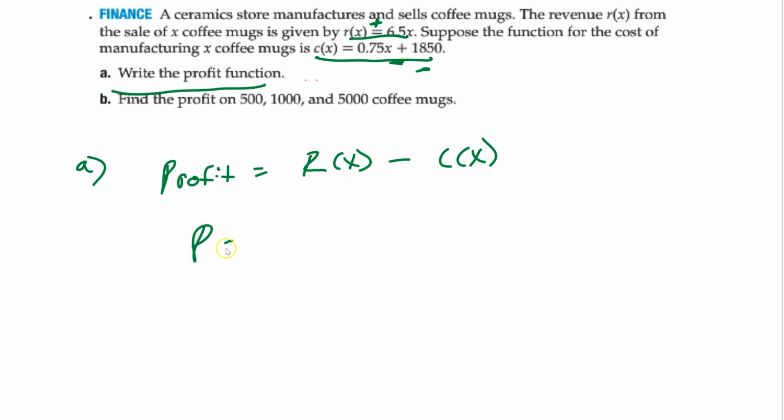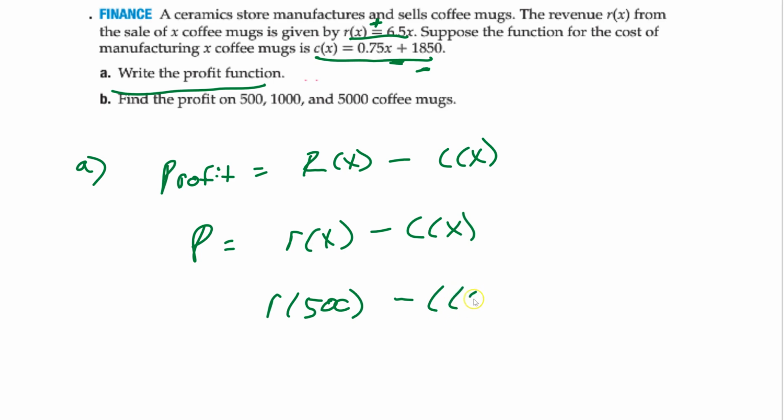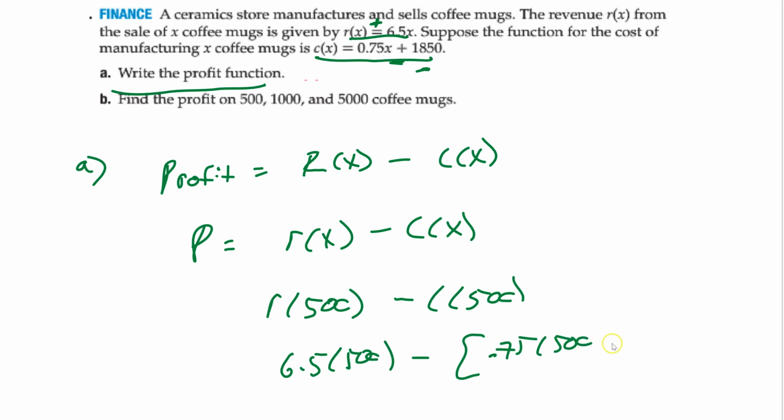So in this case, my profit function is R(x) minus C(x). And then they want you to find a profit at 500. We're just going to plug it in. So it'll be R(500) minus C(500). A lot of that's just putting in your calculator because it's going to be 6.5 times 500 minus parentheses 0.75 times 500 plus 1850. You just put it in your calculator, get an answer, and you get the profit.